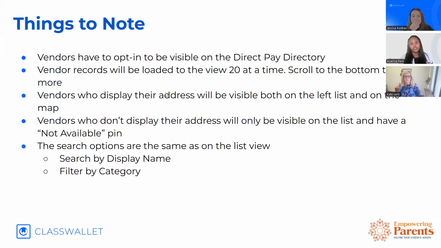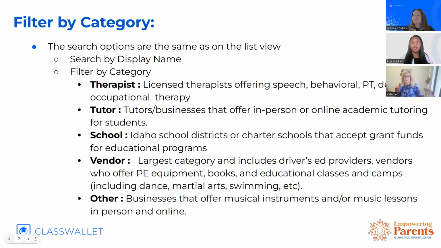Now you have multiple search options, as I was saying earlier, where you can search by the display name that the vendor has, or you're able to filter by category. And these are the descriptions of the categories. So you have therapist, tutor, school, vendor, and other. And that is how each vendor is also listed in direct pay when you go to use that part of the application.